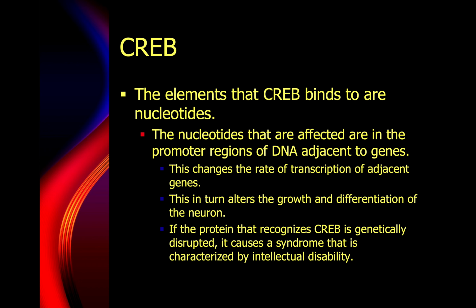The nucleotides are in the promoter regions of DNA adjacent to genes. This changes the rate of transcription of adjacent genes. This in turn alters the growth and differentiation of the neuron. If the protein that recognizes CREB is genetically disrupted, it causes a syndrome that is characterized by intellectual disability.